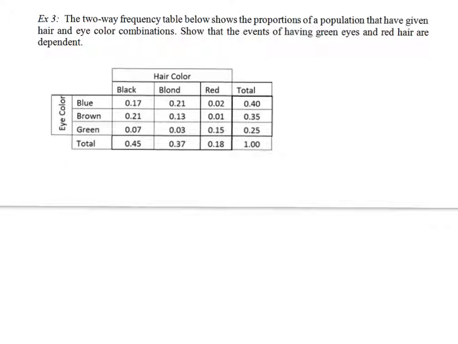So let's start by doing the probability of having green eyes and red hair. So P of green eyes and red hair. I'm going to look in my table and say, where would I find that in my table? Here's the green eyes, here's the red hair. So I am looking specifically at that number right there. You'll notice that my table is a population proportion table, so it's already giving me the probability. So I'm going to say that this one is equal to 0.15.